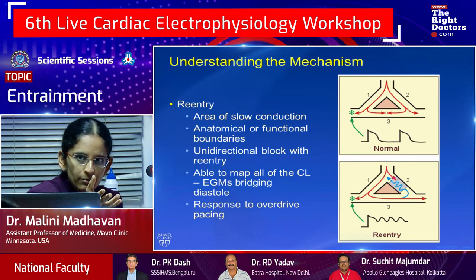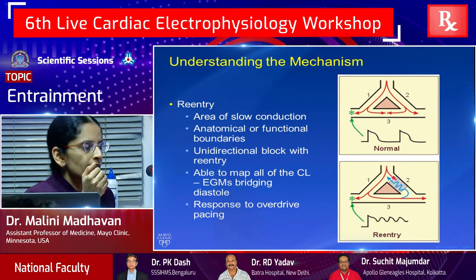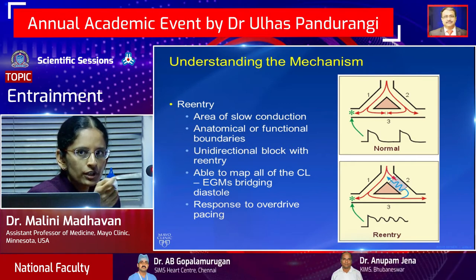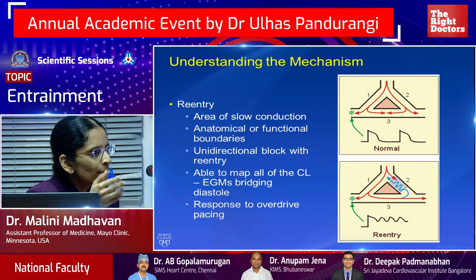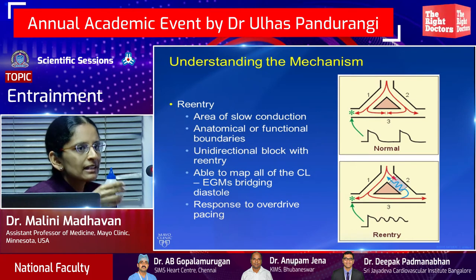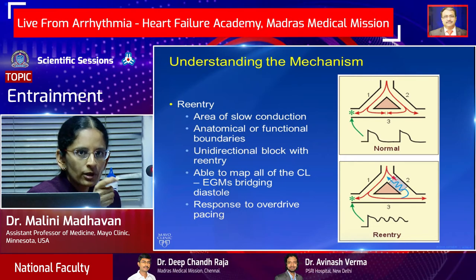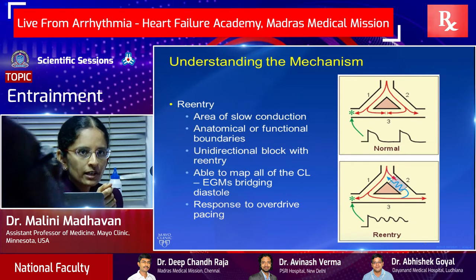for re-entry to be set up, and you want to figure out where the circuit is and interrupt the circuit and the critical isthmus. So point ablation is not going to work for re-entry. In some reentrant rhythms like ischemic VTs, activation mapping can also be quite hard, and I'm sure we'll be hearing more about activation mapping today. So entrainment mapping in those situations is very helpful.